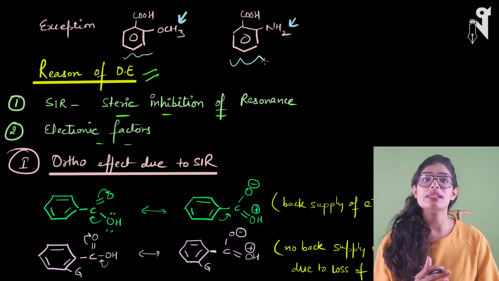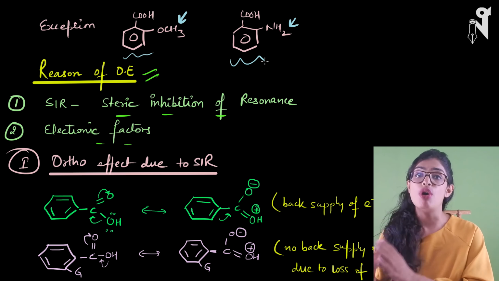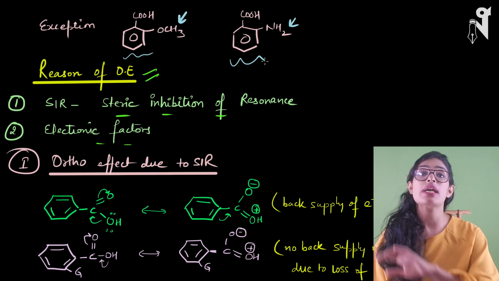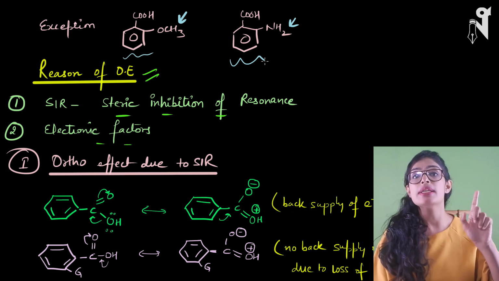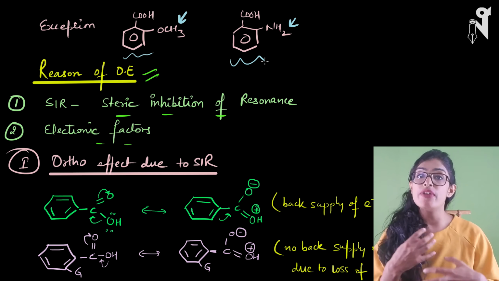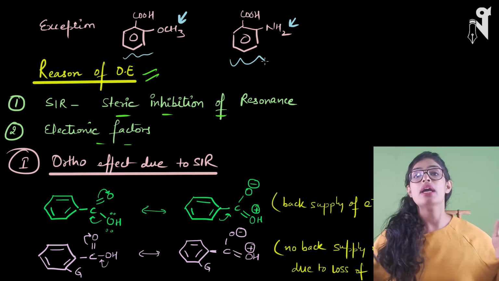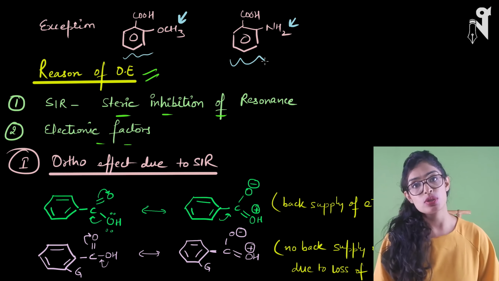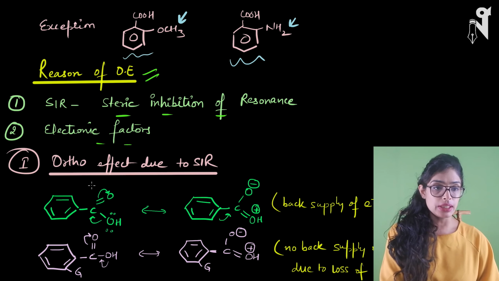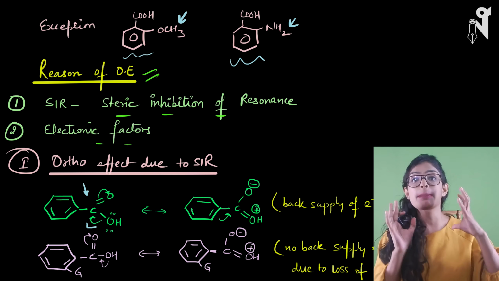Okay, so let's understand the ortho effect, which happens due to steric inhibition of resonance. Please understand it slowly. If you are not able to understand, go back to SIR, understand the steric inhibition of resonance first, and then come back to the ortho effect. Ortho effect is the result of steric inhibition of resonance. So once you understand SIR, you will be able to understand the ortho effect also. Now, what is the ortho effect? In the ortho effect, you see I have a benzoic acid, with the COOH group present here, which is the big bulky group.